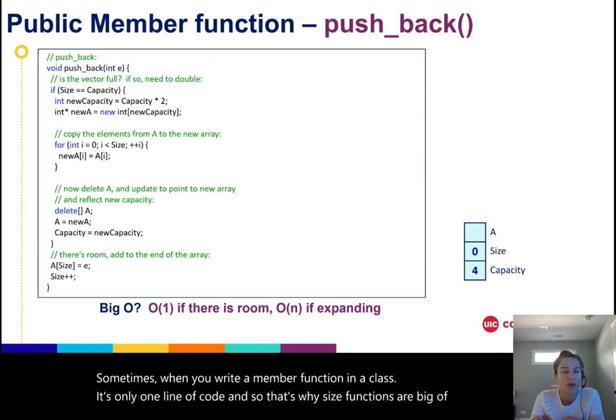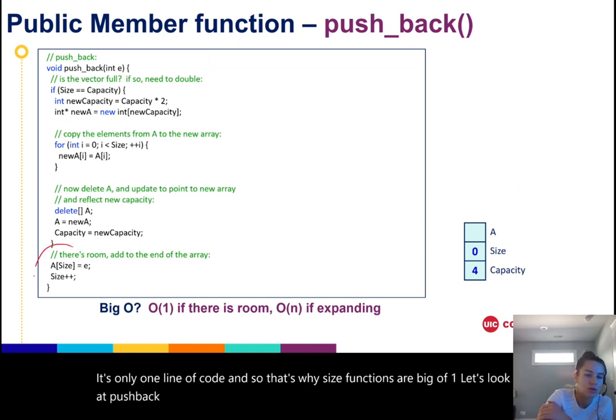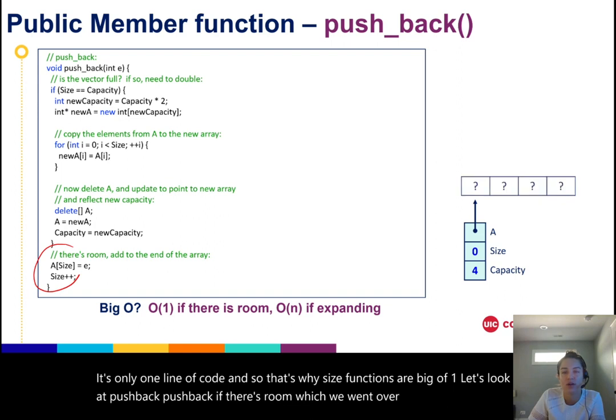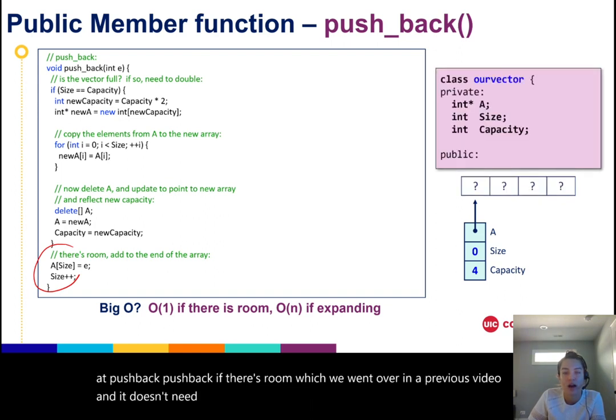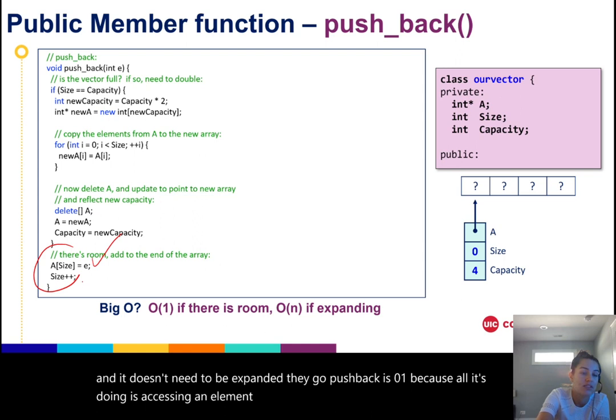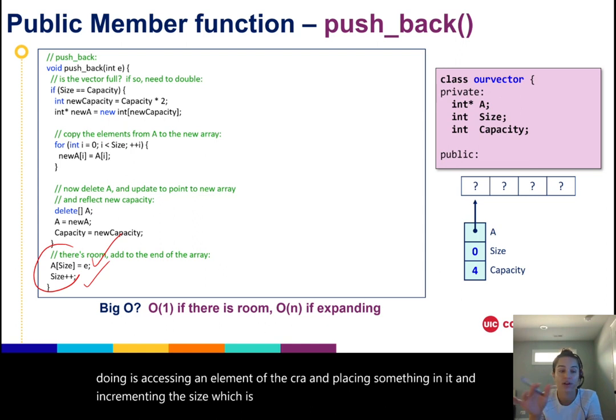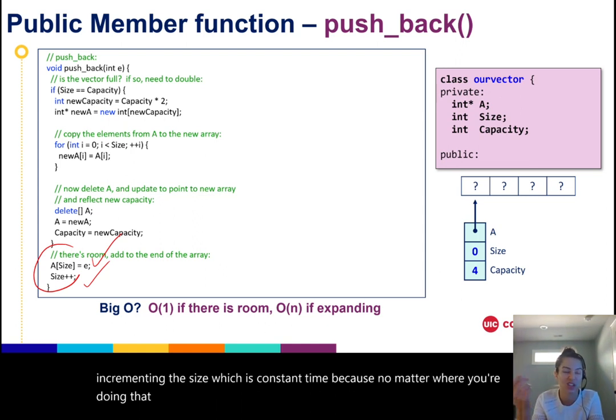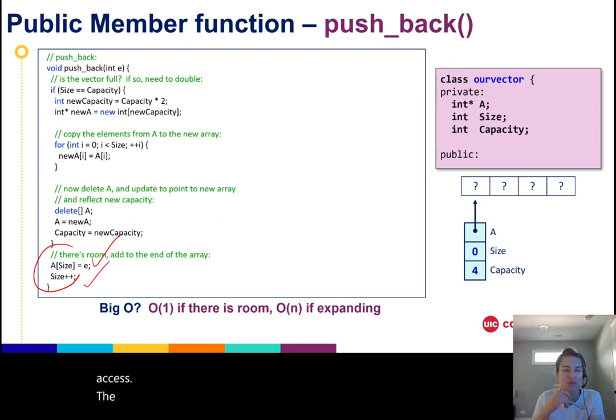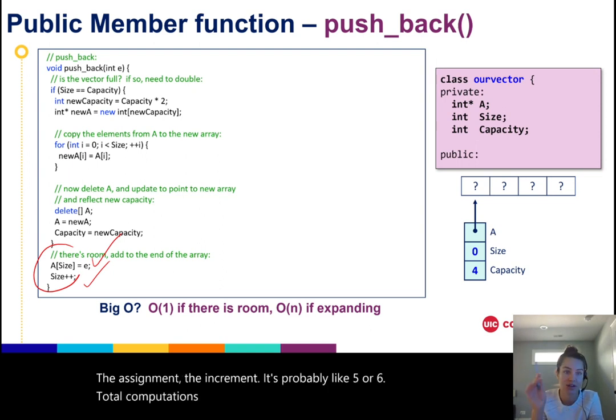Let's look at pushback. Pushback, if there's room, which we went over in a previous video, and it doesn't need to be expanded, is O(1) because all it's doing is accessing an element of the C array, placing something in it, and incrementing the size, which is constant time because no matter where you're doing that, it's always the same. It's a couple operations: the access, the assignment, the increment. It's probably 5 or 6 total computations, but it's always that, regardless of which one you're pushing back.